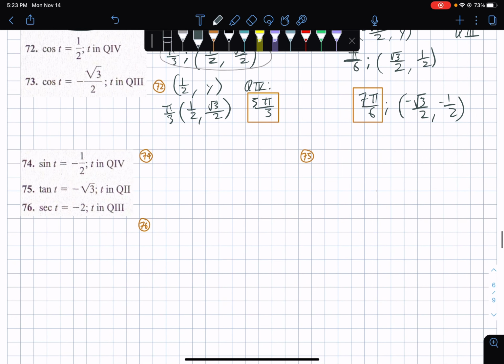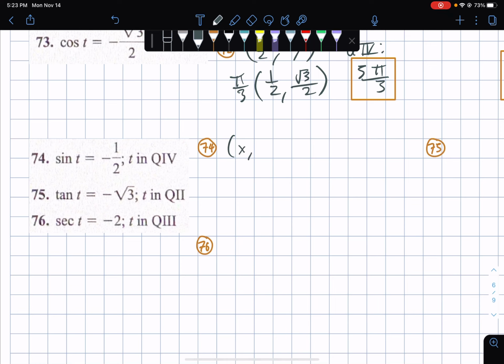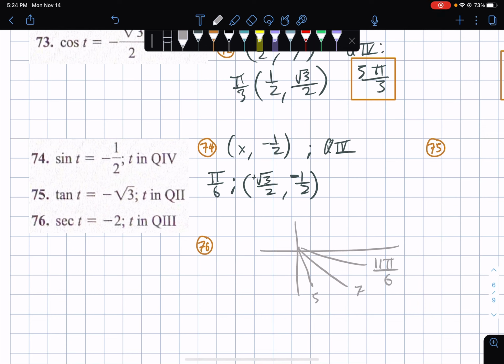Alright, let's move to number 74. Given that sine t is negative 1/2 and we are situated in quadrant 4, obviously x is positive and y is negative. Because the y value is 1/2, you could say that this is pi over 6, and so this is square root of 3 over 2 and 1/2. This is for quadrant 1, but because we're in quadrant 4, the y value has to be negative. So what is pi over 6 in quadrant 4? Pi over 6 is situated here because it's nearest to the x-axis. So this is 11 pi over 6. There you go.